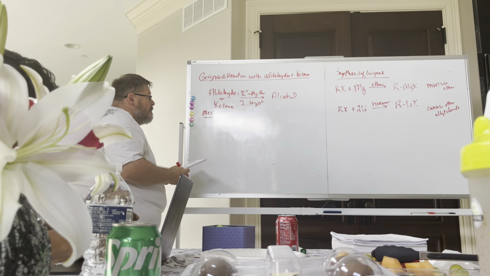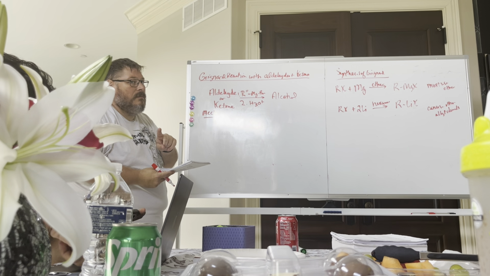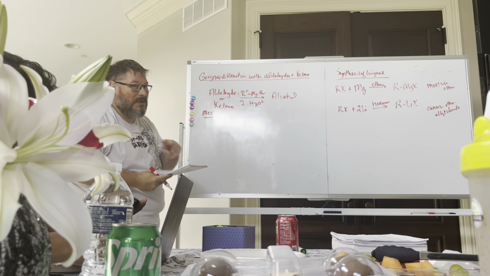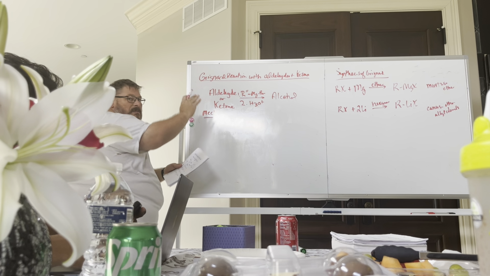Wait, what does double prime mean again? R means one kind of alkyl group. R prime means another kind of alkyl group. R double prime means a different kind. Oh, okay. So I'm going to show the mech with respect to that.